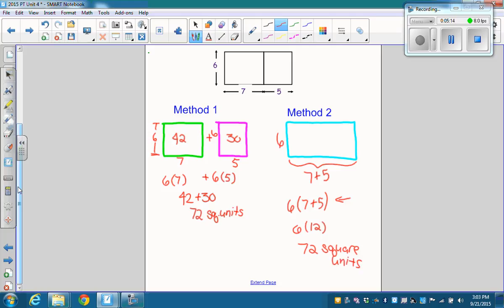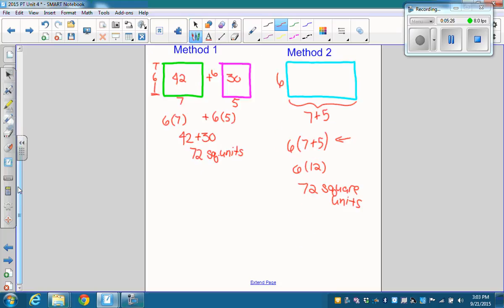Why? It's the same method. They're different methods, but these two rectangles together make that whole one, didn't they? Right? So they should be the same, and that's how you're going to be checking your work: you want to make sure that you end up with the same answer on a problem like this. That's good. They should be.